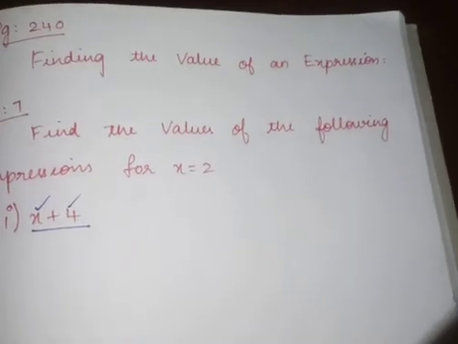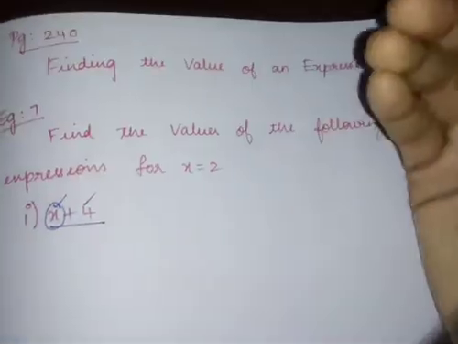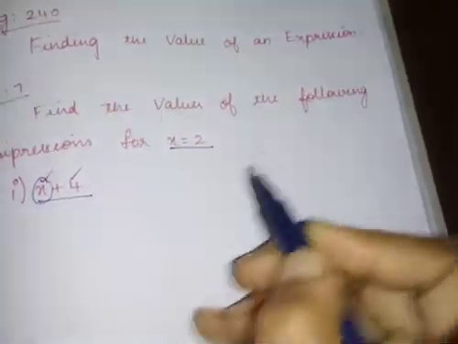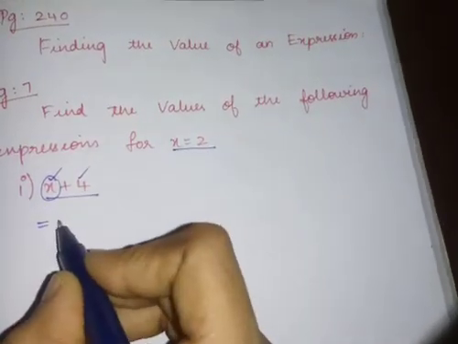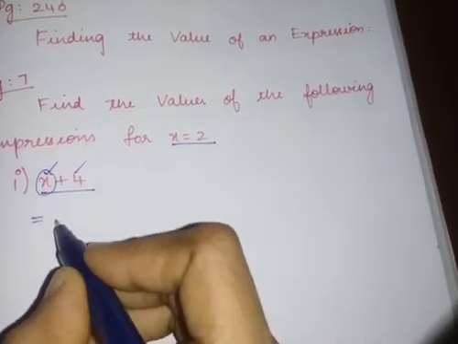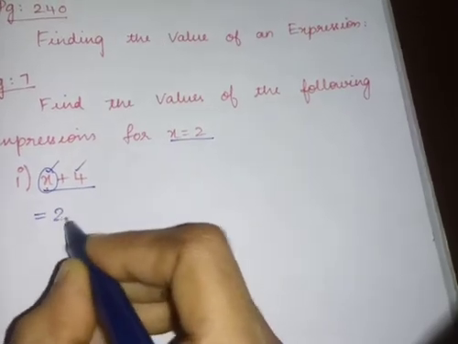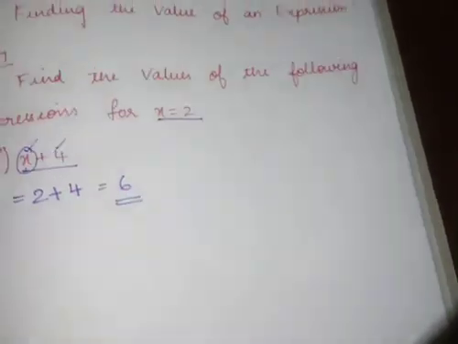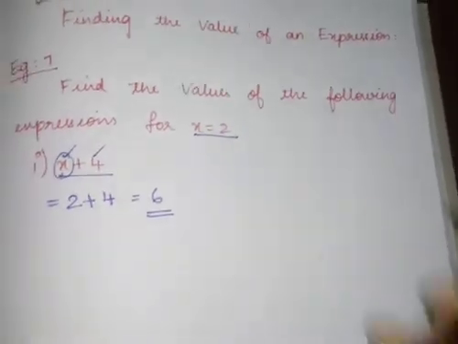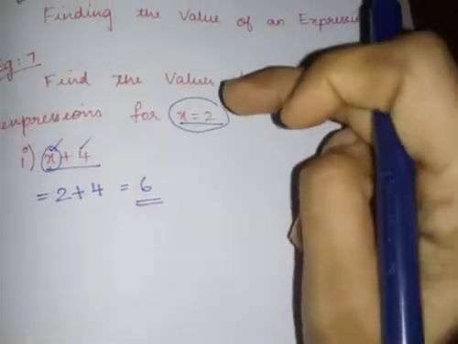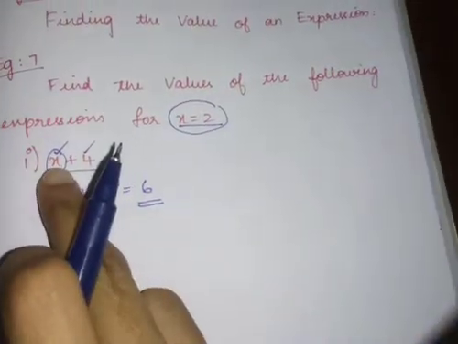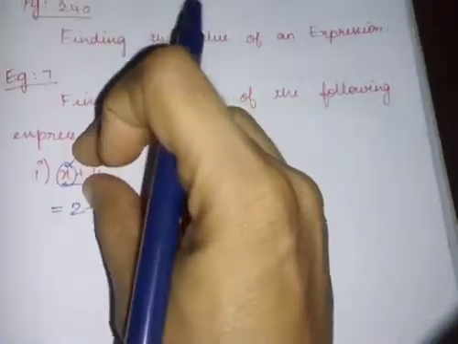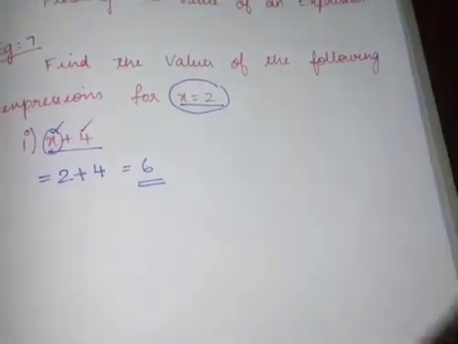If we give the value for this x, you can easily find the value of the expression. They have given the x value as 2, so we are supposed to substitute 2 instead of x. So x is 2, then plus 4. 2 plus 4 is 6. So 6 is the value of the expression when x is equal to 2. When you substitute this 2 in this expression, you will get the value of the expression.